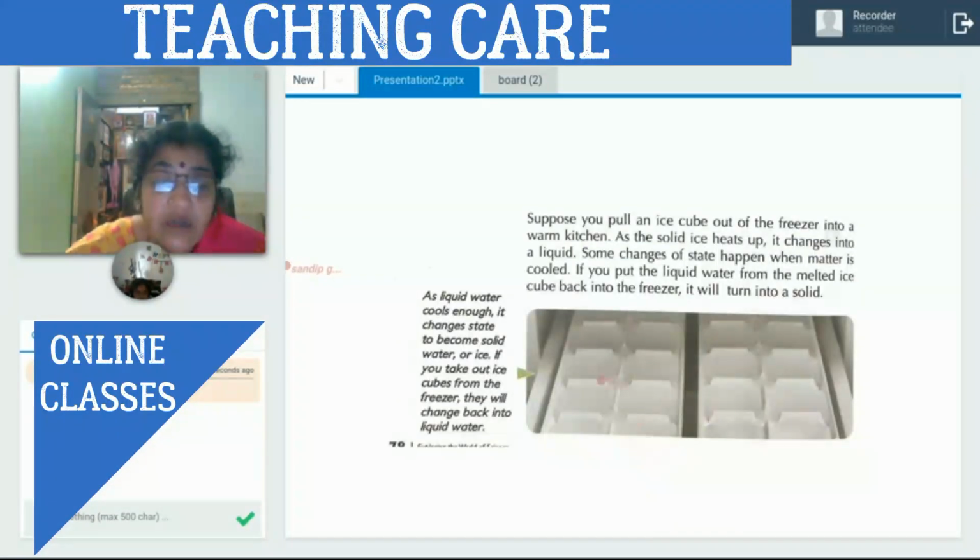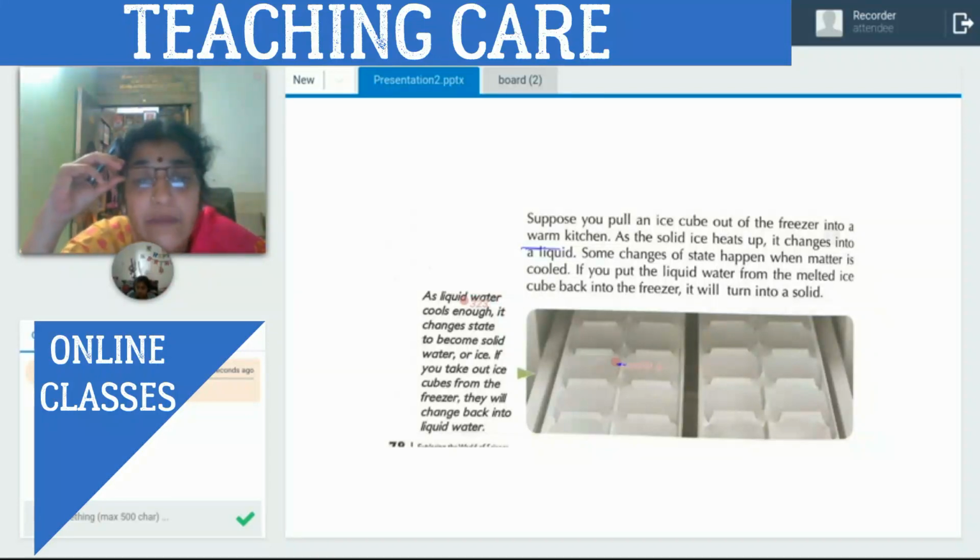Okay, next. Suppose now you pull an ice cube out of the freezer in a warm kitchen. We are going to see one experiment, right? You are pulling an ice cube out of the freezer in a warm kitchen. The kitchen is hot, right? What will happen?